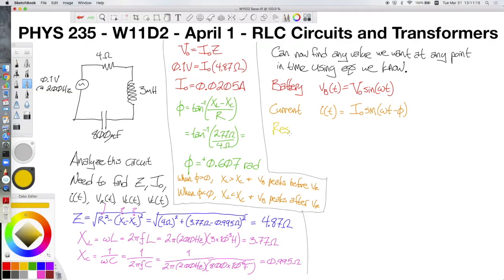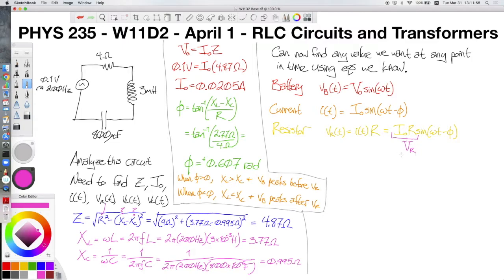For the resistor, we know that Ohm's law still applies, so we can say the voltage across the resistor as a function of time is going to equal the current as a function of time times the resistance. So this becomes I naught times capital R times sine of omega t minus phi. Note that this term right here, I naught times R, is just capital V sub R.